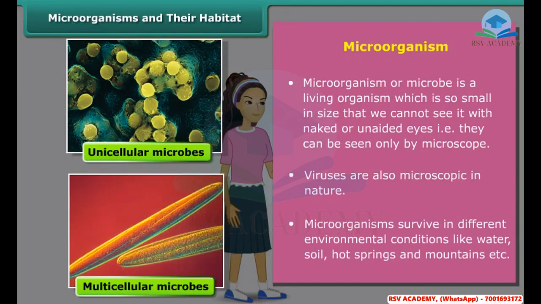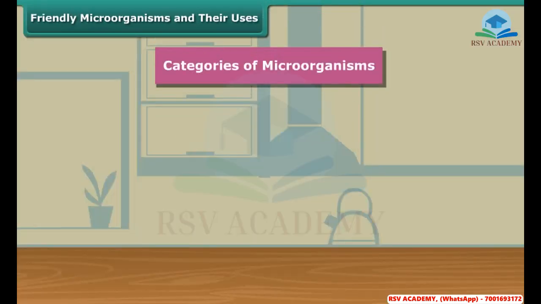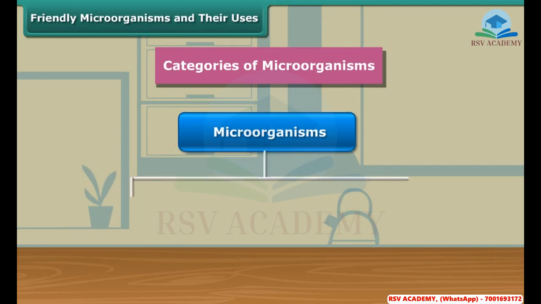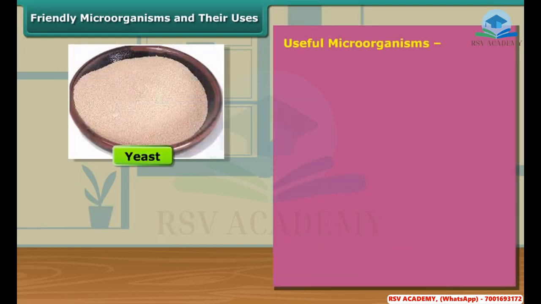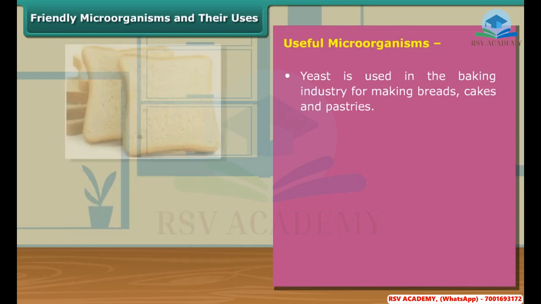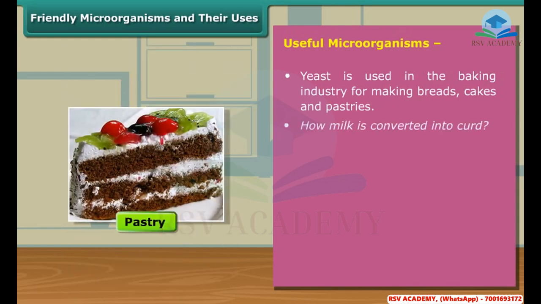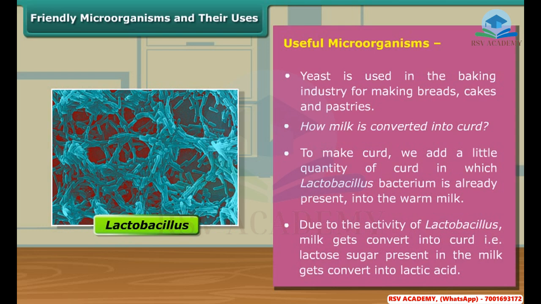Microorganisms can survive in different environmental conditions. Dear students, these microorganisms are broadly categorized into useful microorganisms and harmful microorganisms. Now we discuss the friendly activity of microorganisms in detail. One such friendly microorganism is yeast. Yeast is used in the baking industry and our homes for making breads, cakes, and pastries, etc. The bacterium Lactobacillus is useful to make curd from milk.